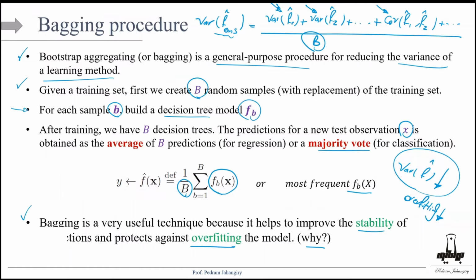If somehow I can reduce the covariance between these trees, the ensemble variance is going to shrink even further. So that's the advantage of random forest over bagging. We're going to use a trick, and that trick is going to enable us to reduce these covariance terms. It's a good thing if you can reduce the covariance term, because it's going to reduce our ensemble method variance more compared to bagging.